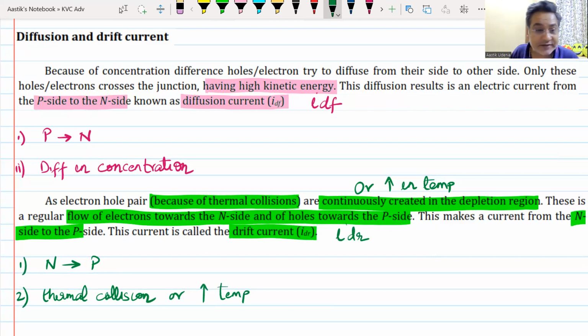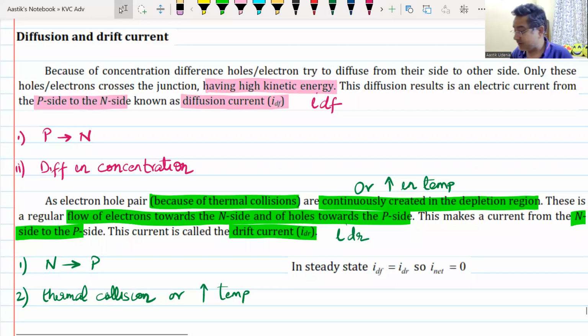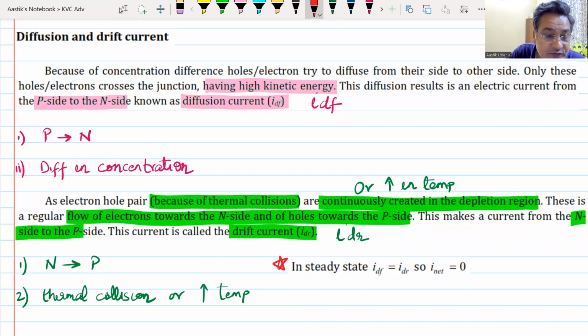Because of increase in temperature, this drift current is produced. In steady state, you must remember that the drift current and the diffusion current become equal and opposite, and therefore the net current, my dear friends, becomes zero. The net current becomes zero.